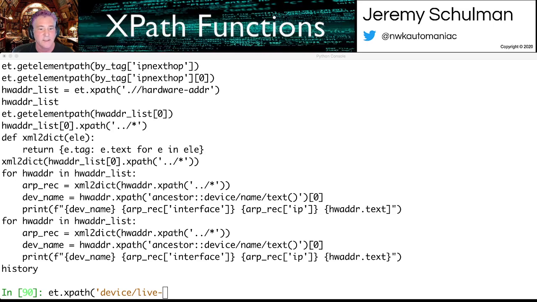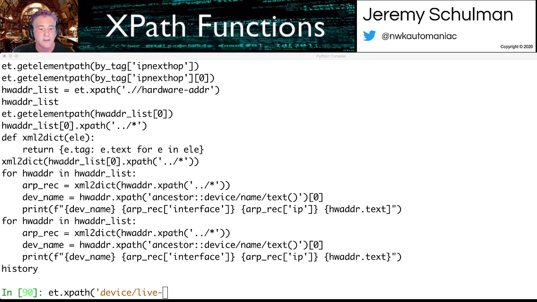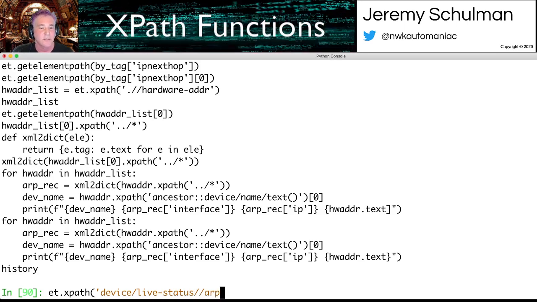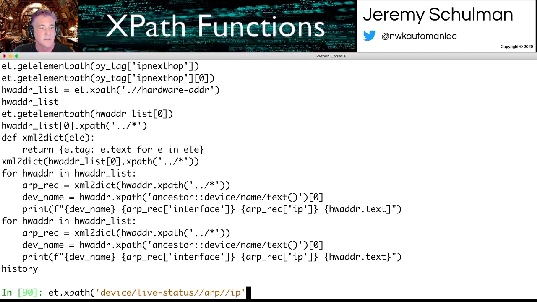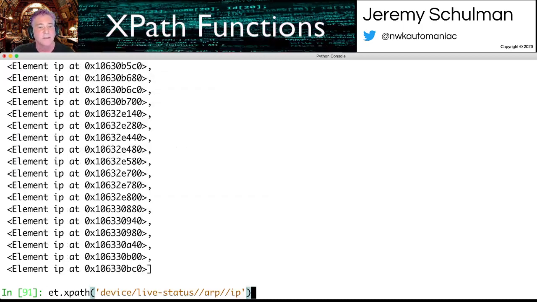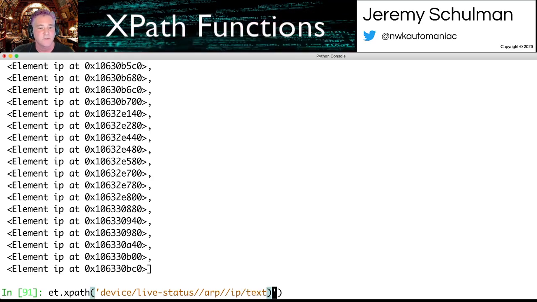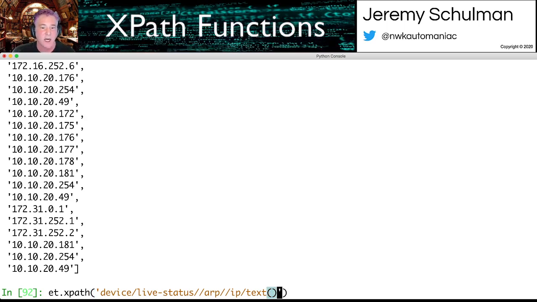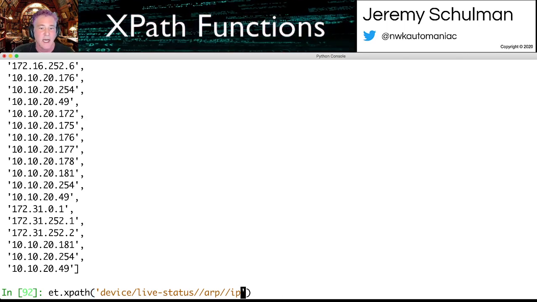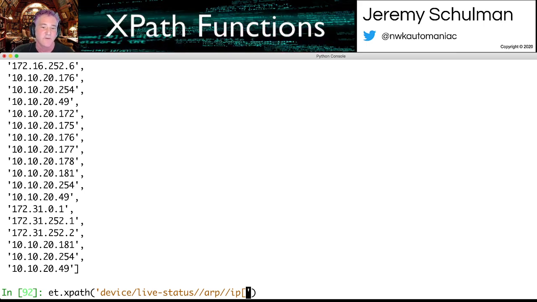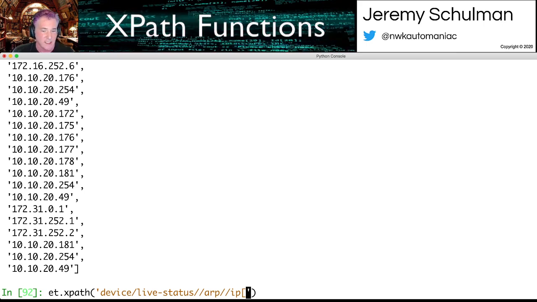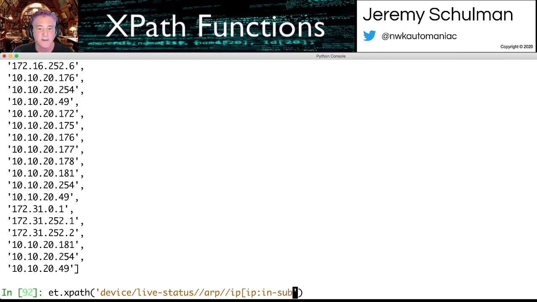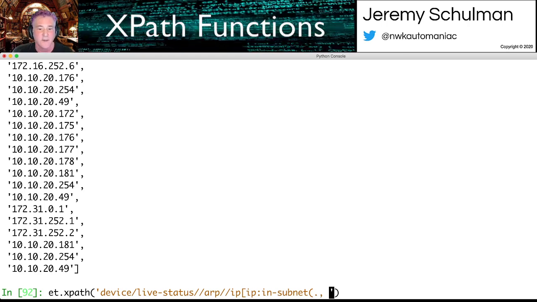Let's see, this is live status, live status ARP, and this is my IP. Okay, so those are all the IPs, and if I look for the text value, those are all the text values. So here, what we can do is filter my IPs, but only if the value is in a subnet. So we could say IP in subnet, the value here, and the value of the subnet.